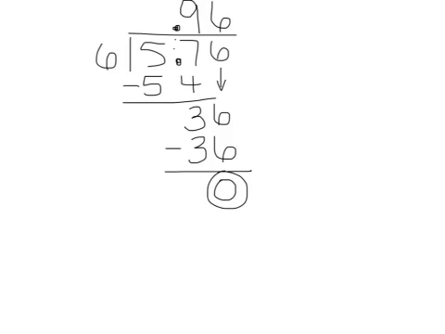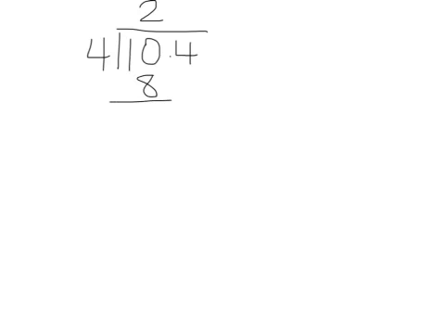So 5 and 76 hundredths divided by 6 is 96 hundredths. Try the next one if you'd like. 10 and 4 tenths divided by 4. Hit pause and give it a try. 4 doesn't go into 1, so I ask myself, does 4 go into 10? Yes, it goes in 2 times. 4 times 2 is 8. 10 minus 8 is 2.